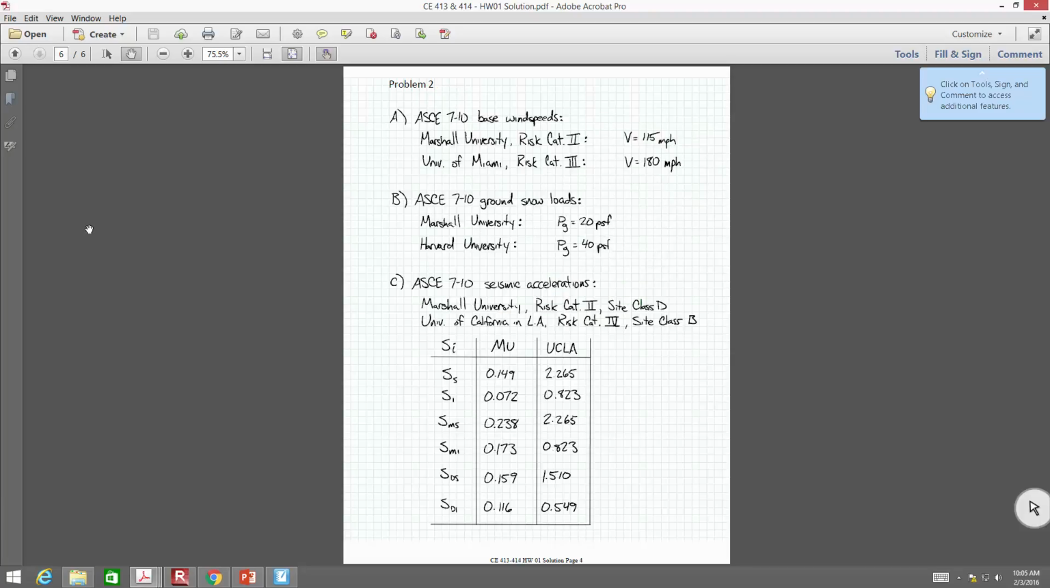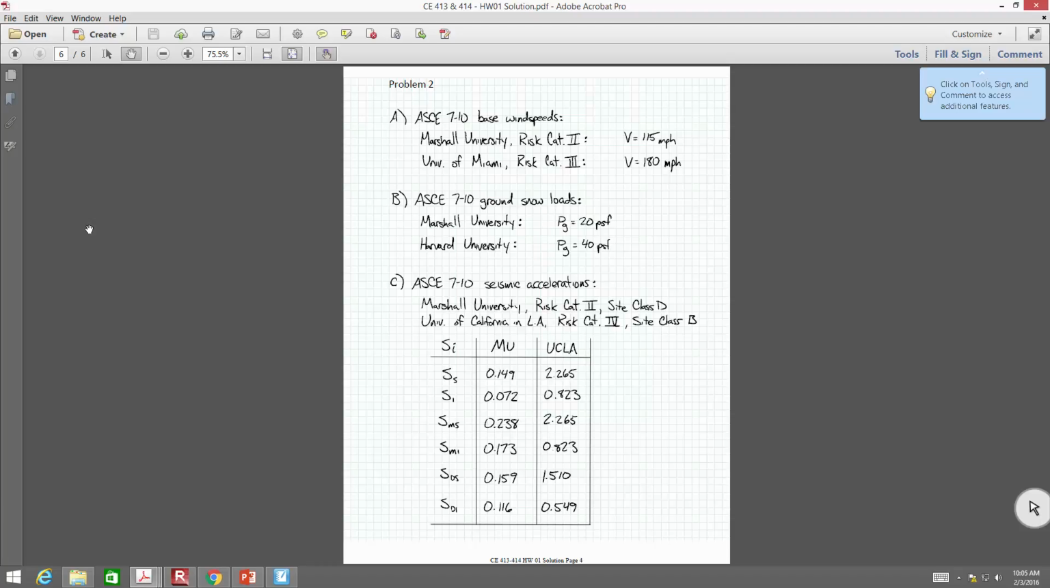Last part, I didn't really go into it. I sort of just summarized because it's just plugging and chugging into online design tools. But let's start off with base wind speeds. Here at Marshall, the base wind speed is 115 miles per hour, as it is in most of the interior portion of the United States.